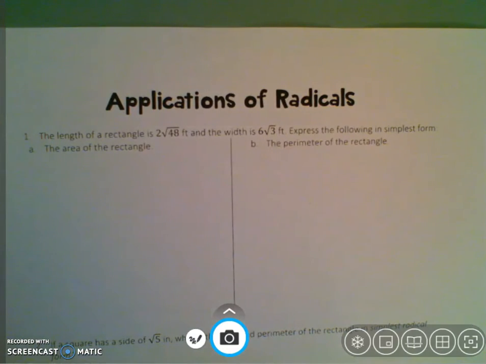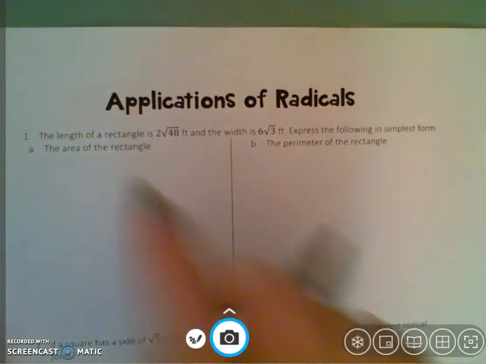So this video is about applications of radicals. So let's begin. Number 1 says the length of a rectangle is 2 root 48 feet and the width is 6 root 3 feet. Express the following in simplest form.